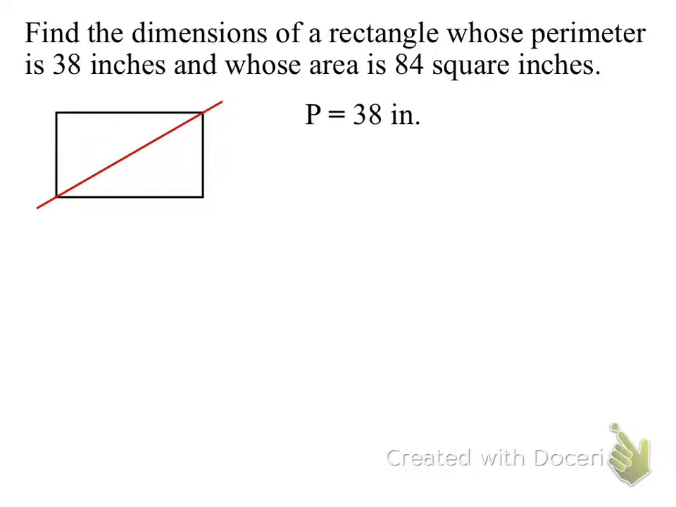Okay, do we know the measure of just this side? When we don't know it, what do we call it? X. So I'm naming that X. I named it, you named it, we named it X. Now, we know that that side equals X. What about this?